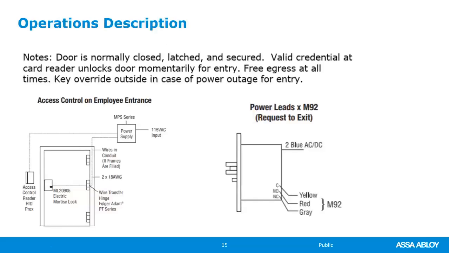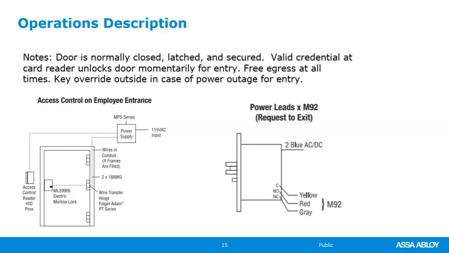The operations narrative is always critical for any set that has electrified hardware because it describes the functionality. What happens from the outside, what happens from the inside of the opening, what happens on loss of power, and do you have to tie into the fire alarm system or not. Here it says the door is normally closed, latched, and secured. Valid credential at card reader unlocks door momentarily for entry. Free egress at all times. Key override outside in case of power outage for entry.